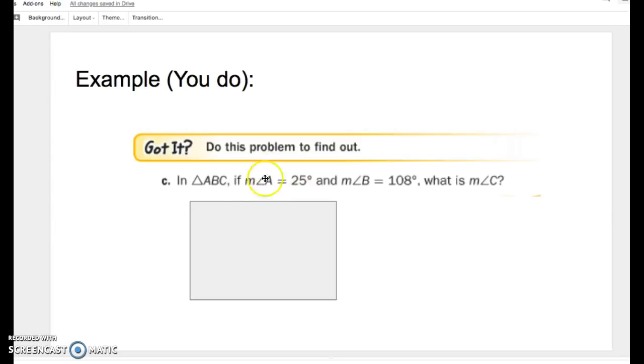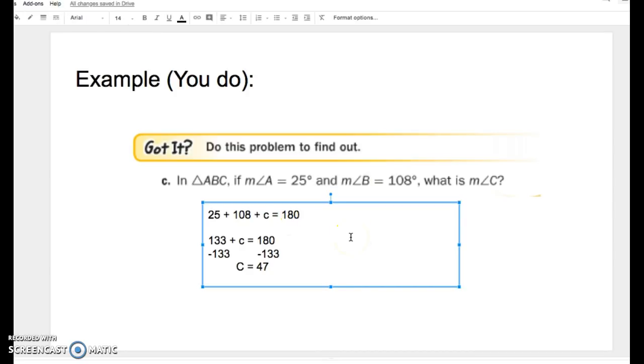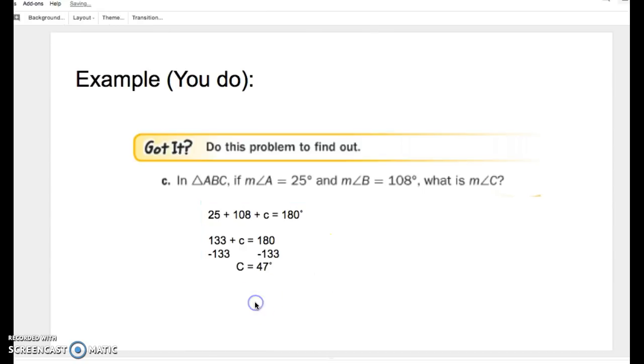This one is the same thing, 25 plus 108. You guys go ahead and pause the video and complete this one. So coming back to this, 25 plus 108 plus C is equal to 180, and again, you should have put the degrees on there, especially on this label down here. So 133 plus C is equal to 180. Subtract 133, and you get C is equal to 47 degrees.